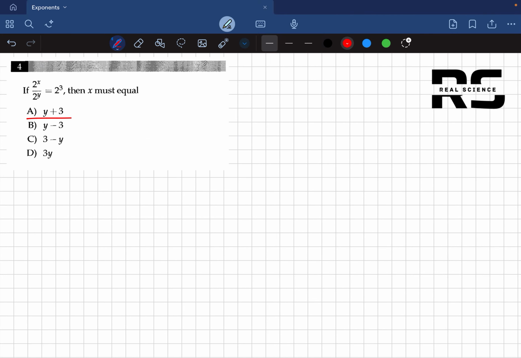Let's move to number 4. This is the same thing, then x must be equal to... So we need to find x. Okay. In this case, we have 2 to the power of x divided by 2 to the power of y is equal to 2 cubed. This is pretty easy as well. If you remember, a to the power of m divided by a to the power of n, if the bases are equal, we can just rewrite it as a to the power of m minus n. So that's going to be 2 to the power of x minus y is equal to 2 cubed.